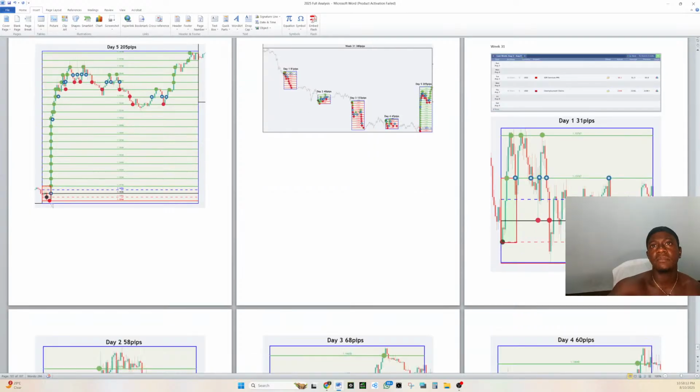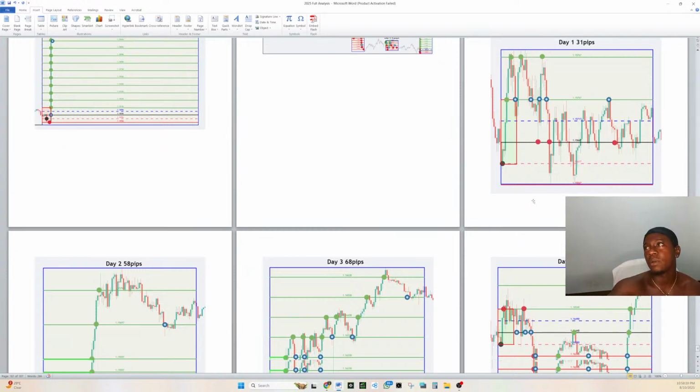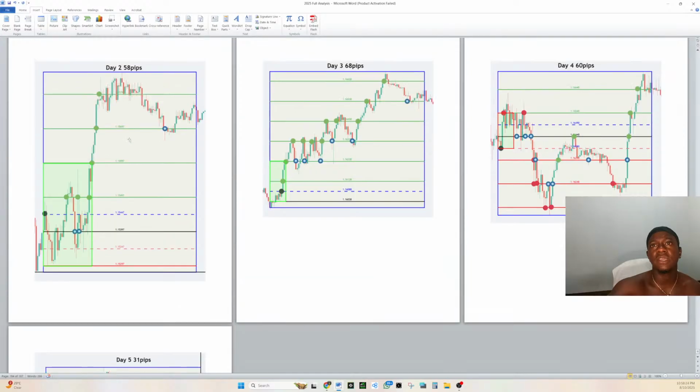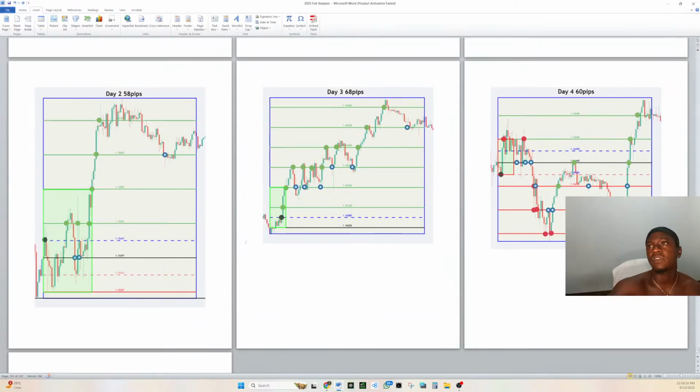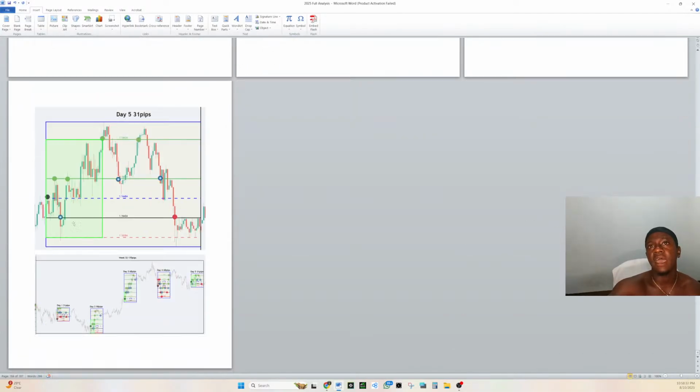Sell stop ends up being a losing trade continuation. Sell stop ends up being a losing trade, continuation or whipsaw. We got buy stop ends up being a winning trade, some profits. We got a buy stop ends up being a winning trade, also some profits. We got a sell stop ends up being a losing trade reversal. And then we have a buy stop ends up being a winning trade and not too much profits.